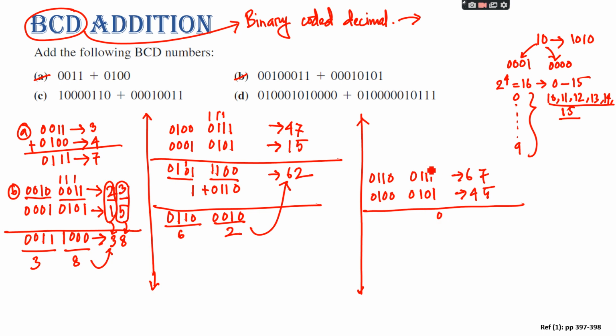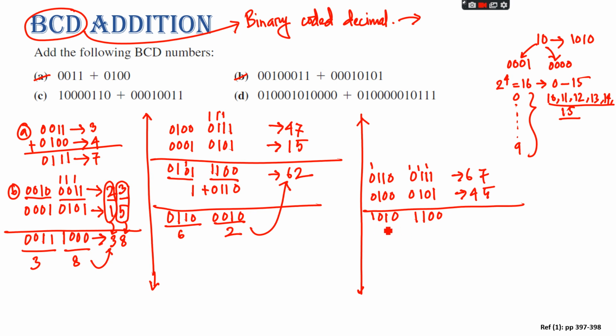1 plus 1 gives you 0. This one carries here. 1 plus 1 again gives you 0. This one carries here. 1 plus 1 plus 1 gives you 1. Carry comes here. Again 1 plus 0 gives you 1, 0 plus 0 gives you 0. 1 comes here. 1 plus 1 gives you 0. This carry comes here. And then this is your number.